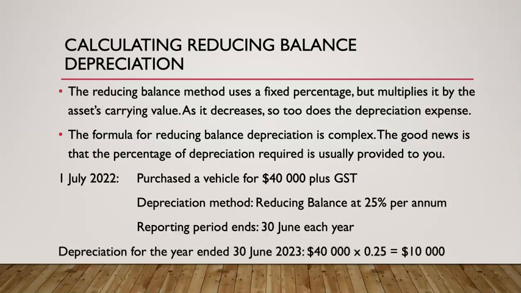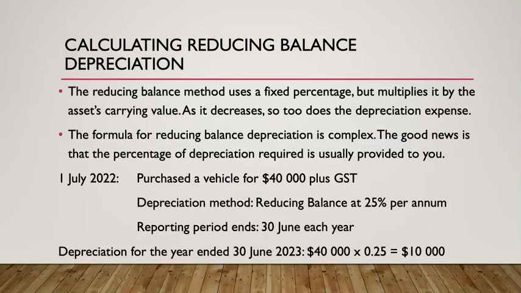So the depreciation for the first year is $40,000 times 25%. 25% of the asset's value is reduced at this point, because the carrying value in year one is the actual purchase price, because there has been no accumulated depreciation calculated already.